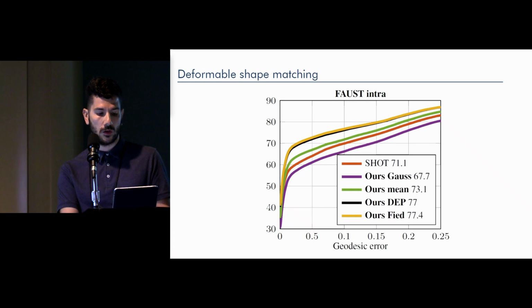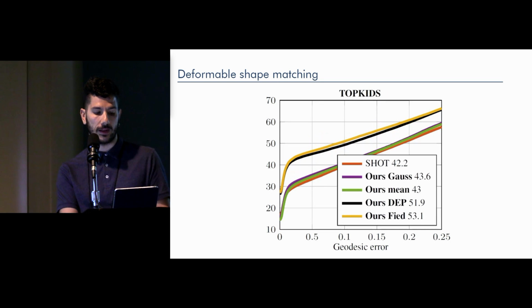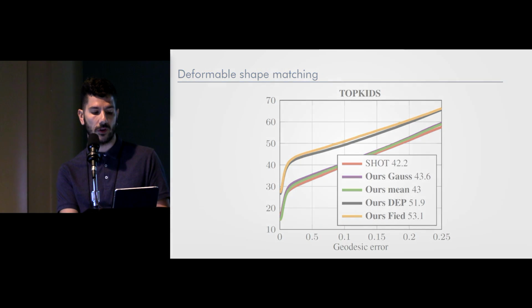In this slide, we show quantitative results obtained following the Princeton protocol. Again, our proposal yields clearly the best result, in particular when using the function specifically designed for non-rigid shape matching.